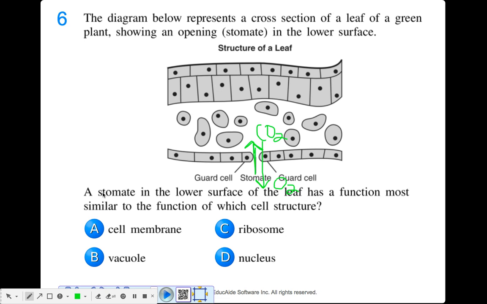So what is it similar to? Stomate in the lower surface of the leaf has a function most similar to what cell structure? What lets things in and out of the cell? Cell membrane. Right, ribosome makes proteins, vacuole stores food and waste, and the nucleus has all the genetic instructions. All right, on to the next.